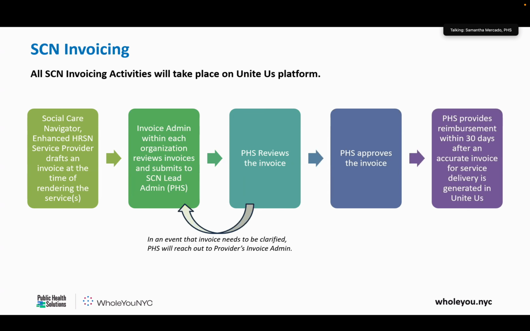Once the invoice has been drafted by the provider, it's going to be sent over, and the invoice admin for the organization will review and submit it to PHS. PHS will then take a look at the invoice, and if there's any edits that are needed, send it back to the invoice admin. Again, this is all done on the Unitas platform, and we'll get some more review of that. Then PHS, if it's one that they approve, will approve the invoice and provide reimbursement within 30 days after an accurate invoice of service delivery.